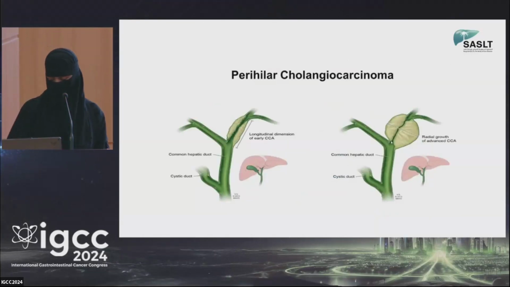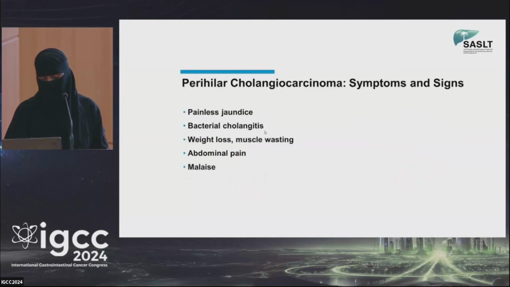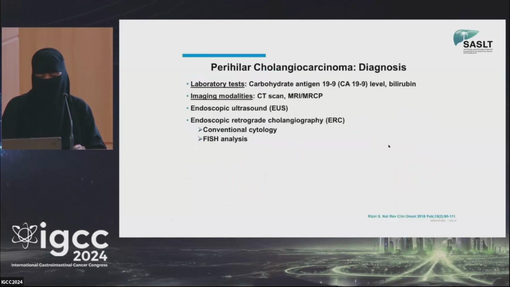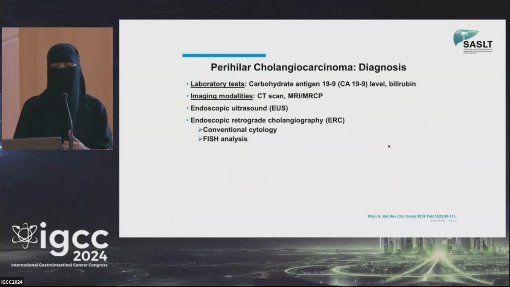With regard to perihilar cholangiocarcinoma, again, usually the presentation is painless jaundice. However, some patients might present with complications like cholangitis, ascending cholangitis, and some constitutional symptoms as well. As we said, these tumors usually present late. CA19-9 is mostly elevated in those patients. Again, we depend on radiological diagnosis for those patients: CT scan, MRCP, ERCP with cytology, or EUS with cytology as well.